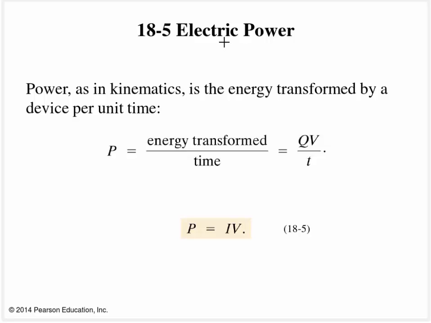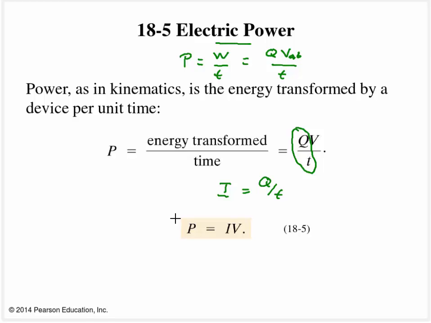The next concept up on the table is that of electric power. Much like in kinematics, we said power was equal to how much work you did divided by time. We also know that the work is going to be equal to the charge multiplied by VAB. Divide this by time, and we can say, hey, wait a second, this right here, charge per time, I know that current is going to be the charge per time. So I can say that my power transformed is going to be equal to my current times my voltage.